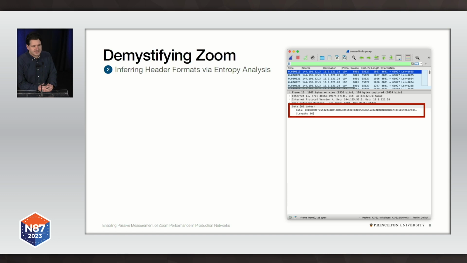Next, we need to understand the packet format. Right now, if you observe Zoom traffic through Wireshark, for example, you would see roughly the following. After the UDP header, and UDP is used in the vast majority of cases, Wireshark would not be able to further analyze or parse the packet format simply because it is unknown, or has been unknown so far.